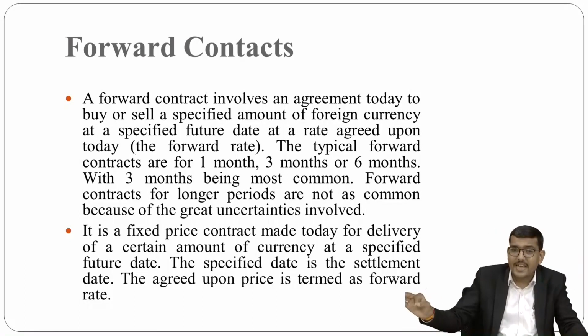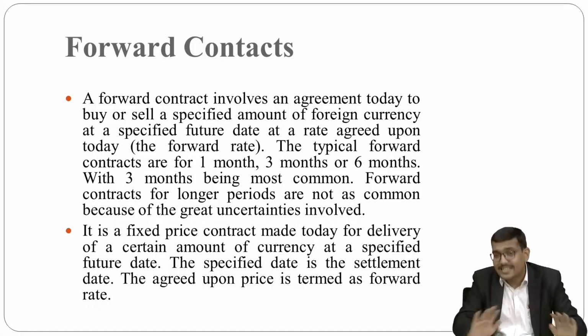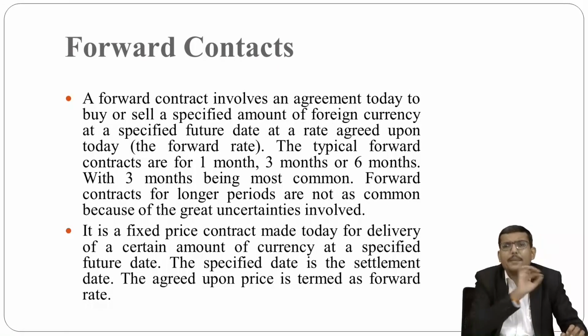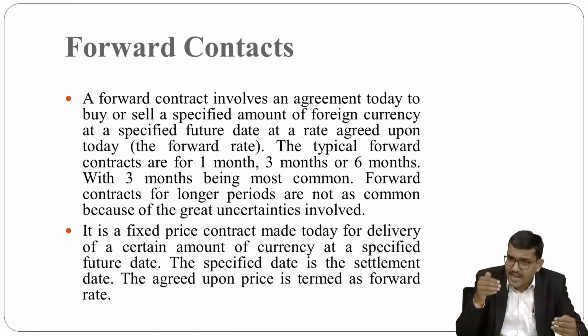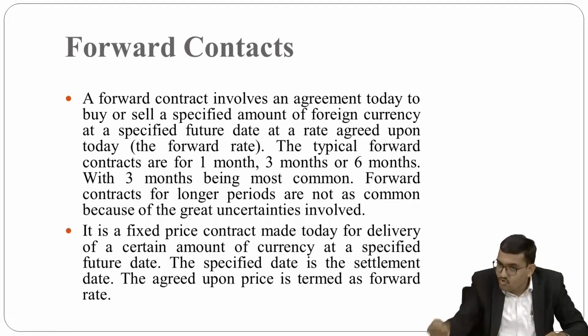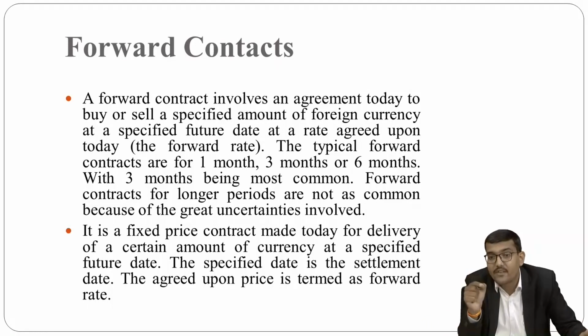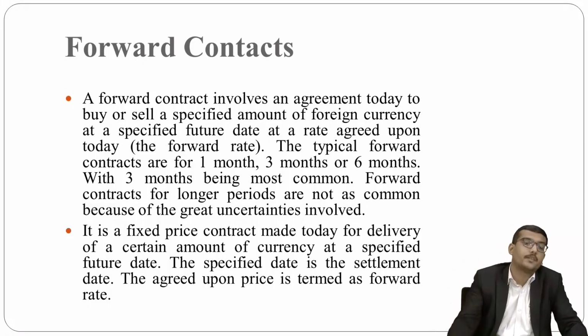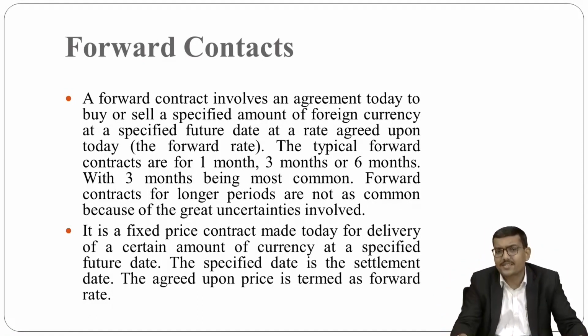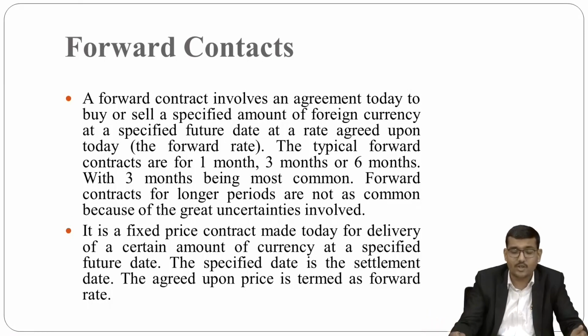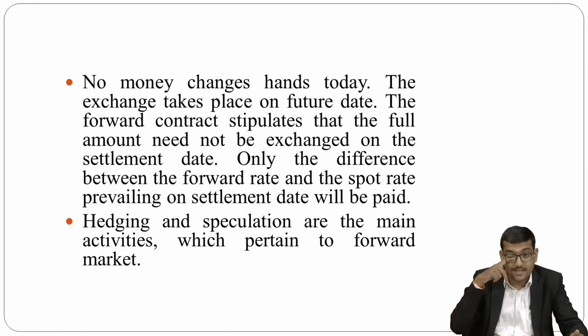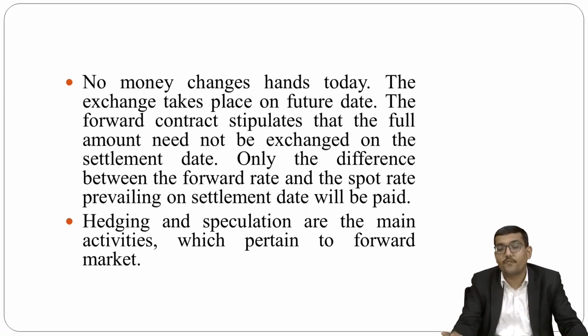The specified date is the settlement date, because you determine the date today, which is a future date, and the rate is defined today. So ultimately it will be executed in the future. The specified date is treated as the settlement date, and the agreed upon price is termed the forward rate. So there is a contract for the forward rate as well as the forward date. Next, no money changes hands today. The exchange takes place on the future date.